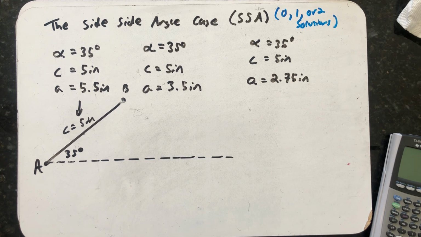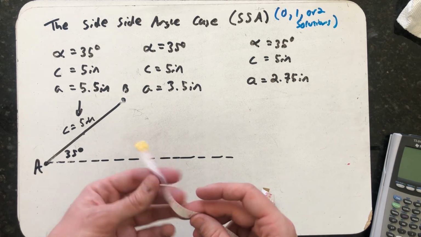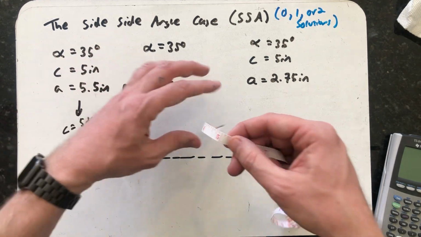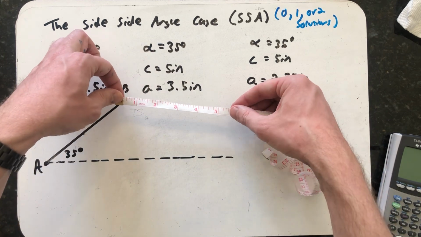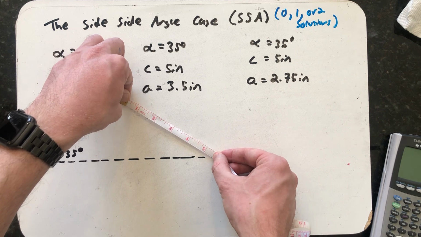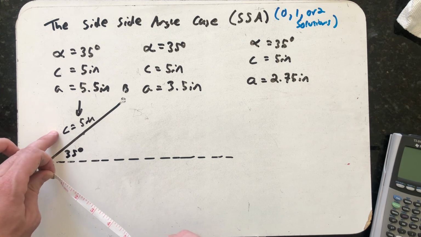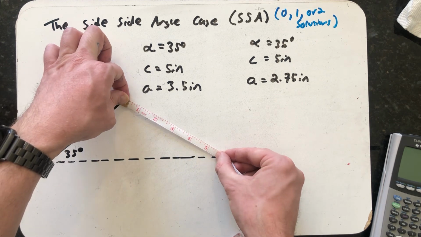And go back and mark that 5.5 inches here for side A, that's across from vertex A and angle alpha. I attach it to the top, and again, if I can make it hit that horizontal line, there's a solution. There's a triangle that works with the given information: a 35-degree angle, a side that's 5 inches long, and now a side that's 5.5 inches long.